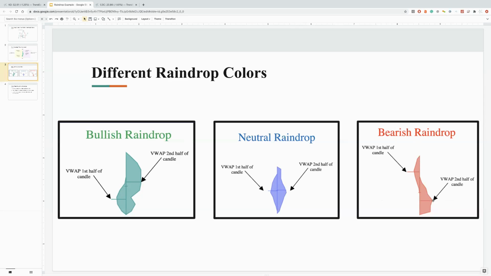Your volume weighted average price during the second half of the time period you're looking at is lower than the first. So your right bar is lower than your left bar, very similar to a regular price bar where your close is lower than the open, it's red. So those are the 3 different colors that you'll see on the chart.